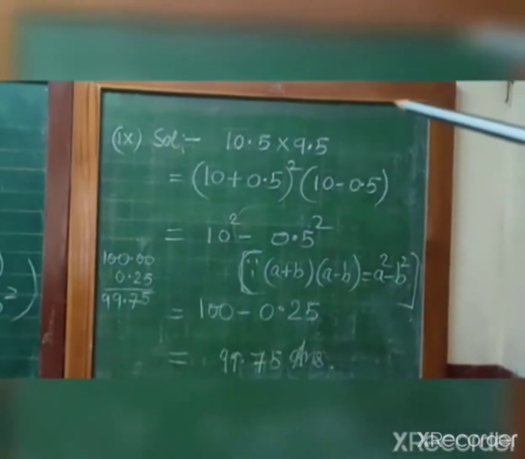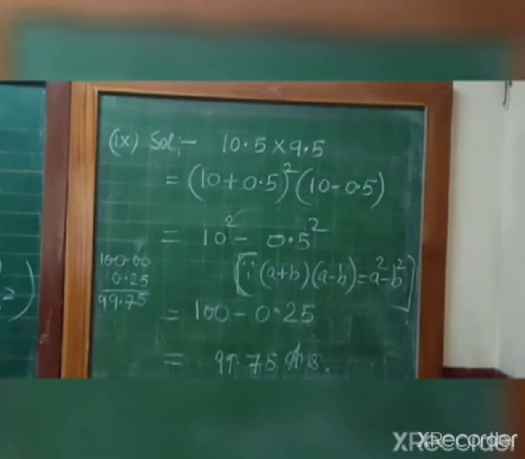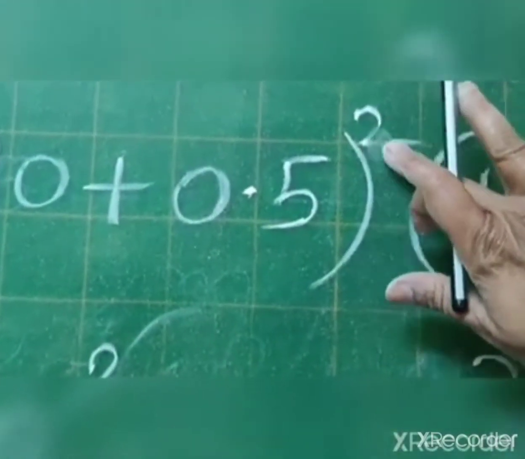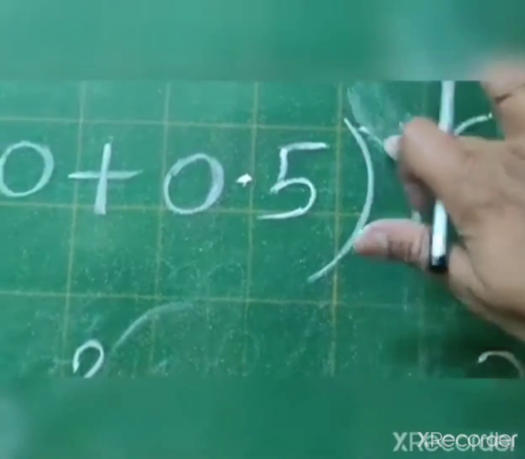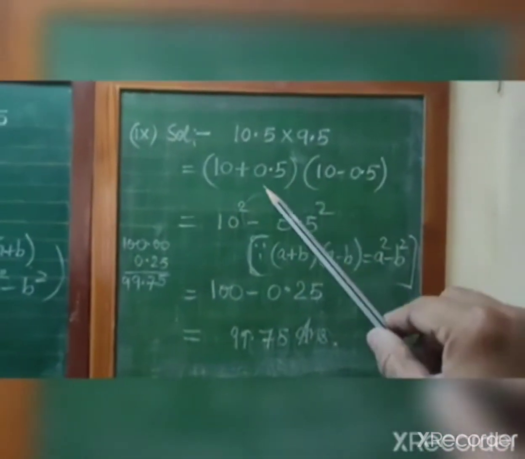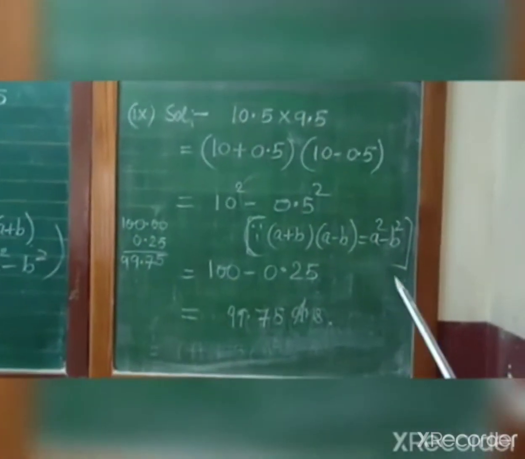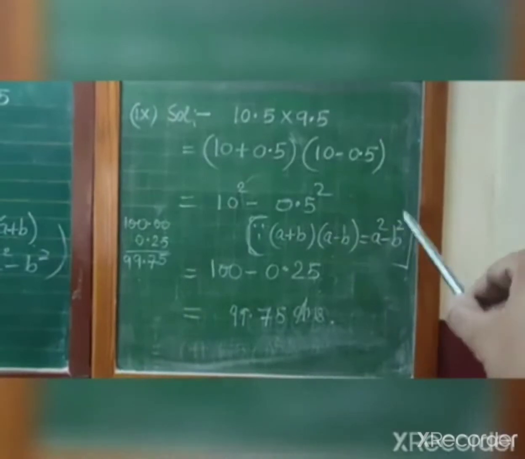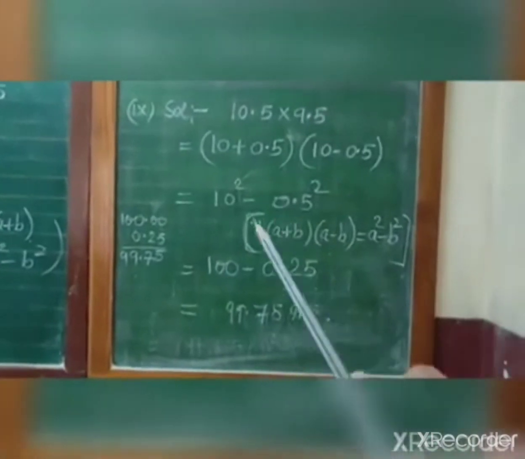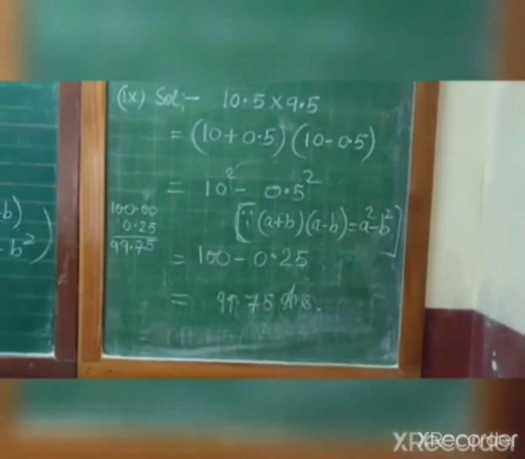Same, ninth one I am solving for you, 10.5 into 9.5. So both the numbers are near to 10: 10 plus 0.5, 10.5, and 10 minus 0.5, 9.5 you will get. By mistake I have put square, so rub this. Now you can see same numbers with positive and negative sign and with multiplication in the bracket. So a plus b, a minus b, a square minus b square, 10 square minus 0.5 square, 10 square that means 100, minus 5 5s are 25, before 2 digits decimal. So 100 minus 0.25, that means 99.75 will be the answer.